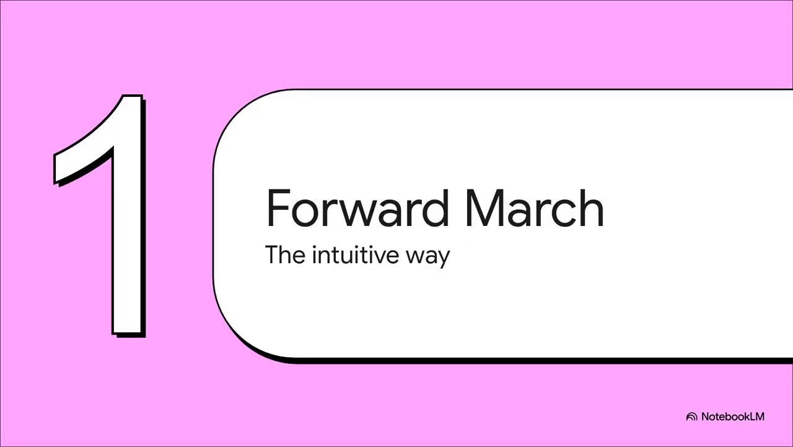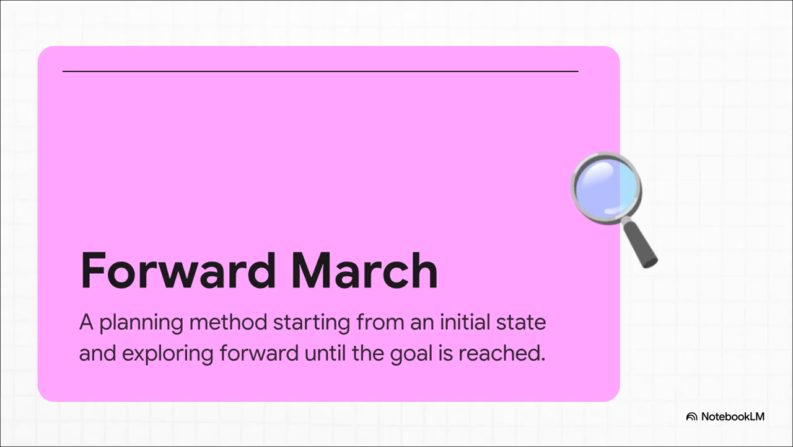All right, first up, forward march. And yeah, it's pretty much exactly what it sounds like. This method just starts at the beginning and pushes forward. It's probably the same way most of us would naturally tackle a problem. The technical term for this is progression. Basically, the AI looks at where it is right now, considers every possible move it could make, and then explores each one of those paths until, hopefully, it hits the goal.